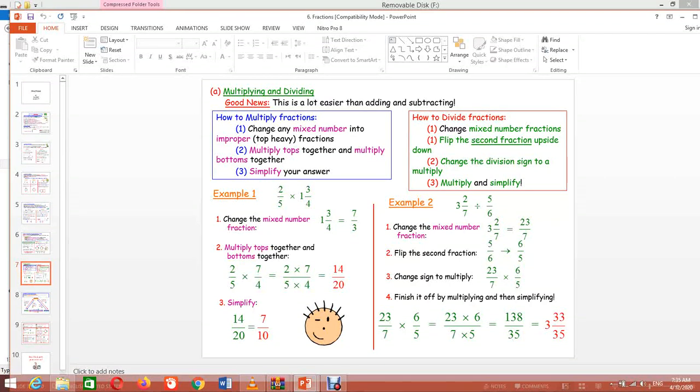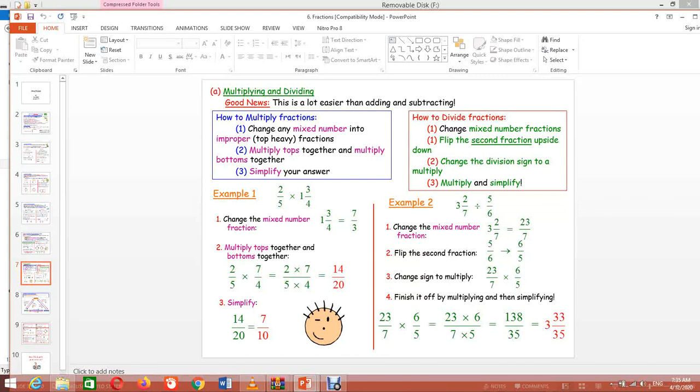On this screen, we have, as example 2, 3 whole number 2 over 7 divided by 5 over 6. Like I said earlier, we need to change the mixed number fraction. So 3 whole number 2 over 7 is equal to 23 over 7. 3 multiplied by 7 is 21, and 21 plus 2 is equal to 23.